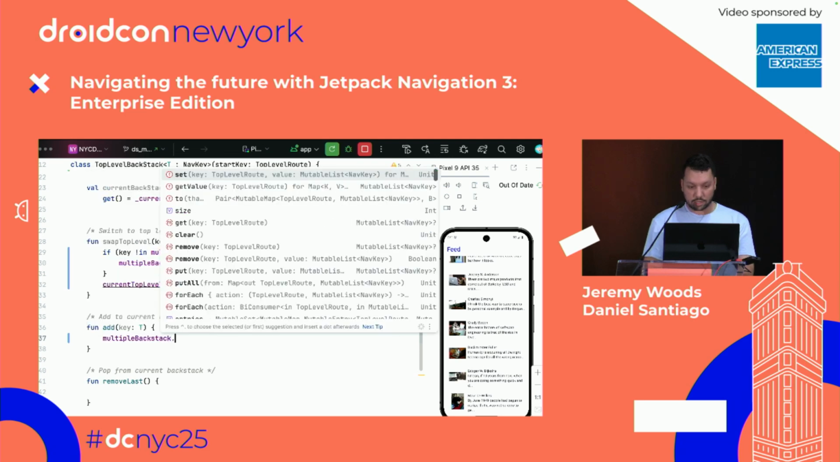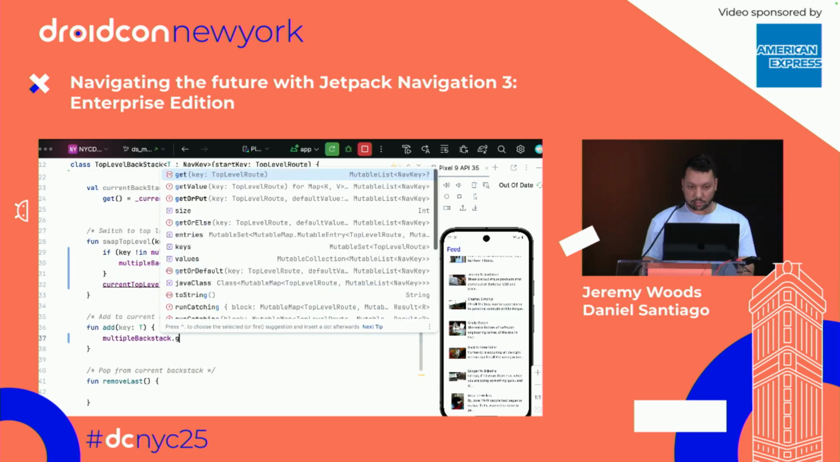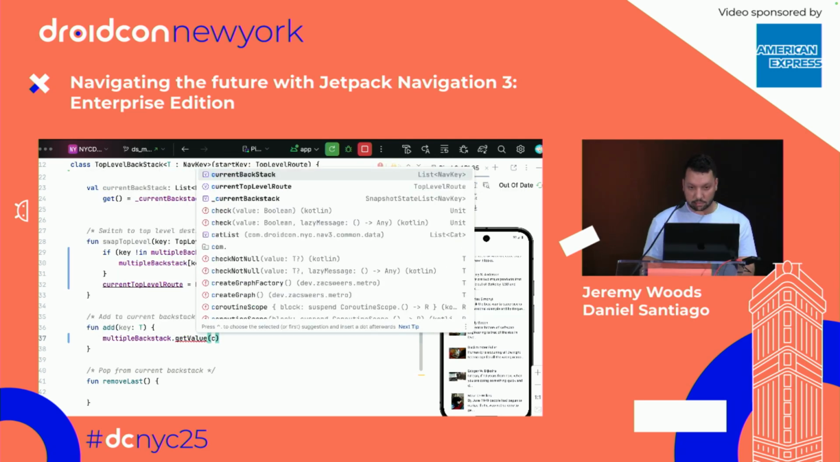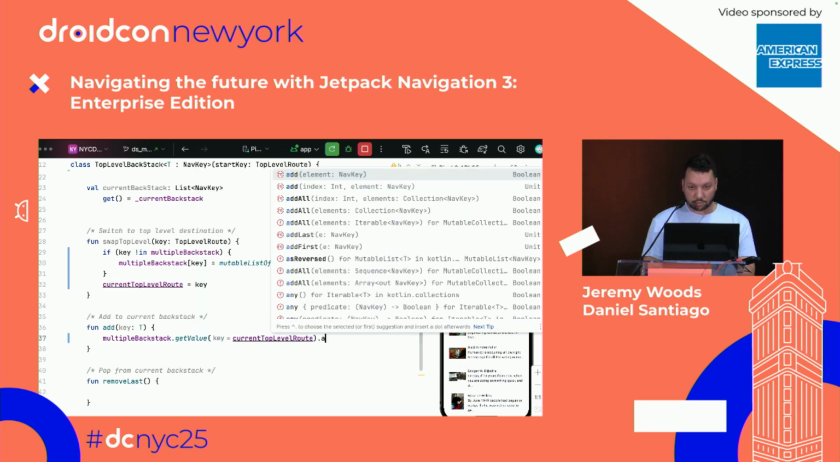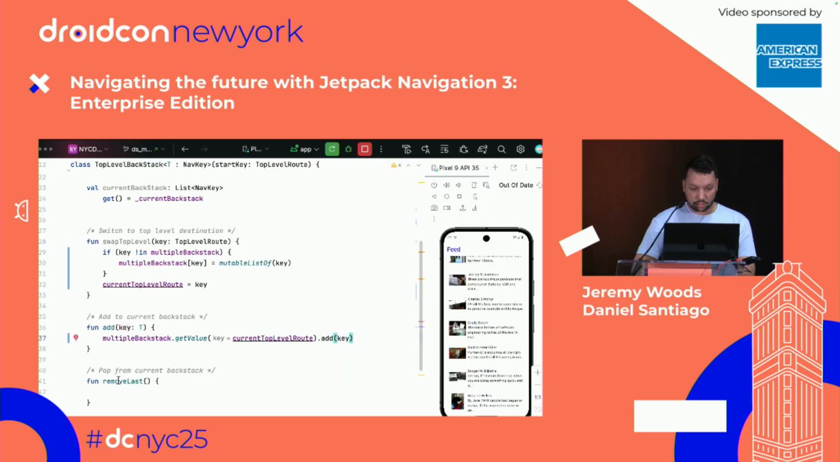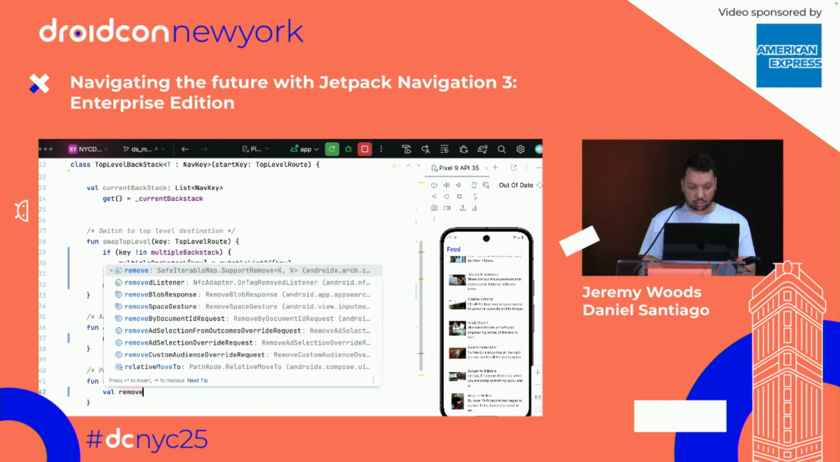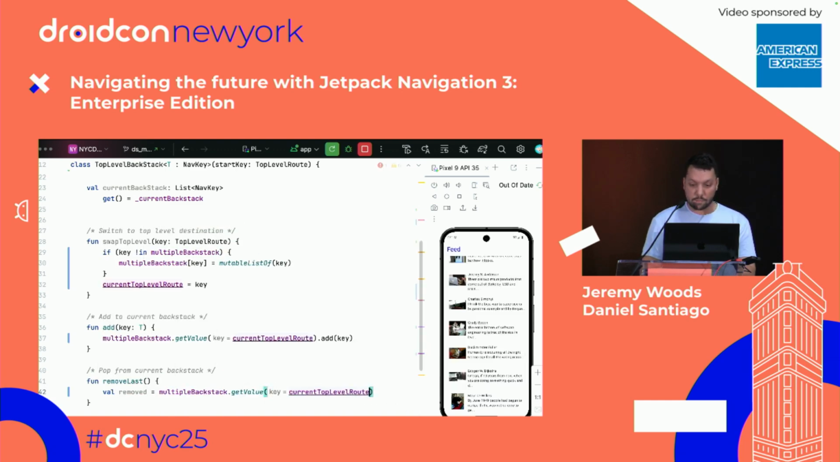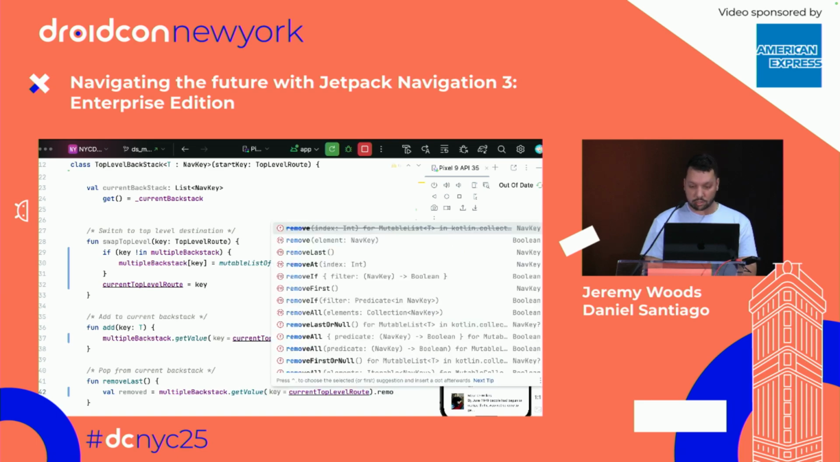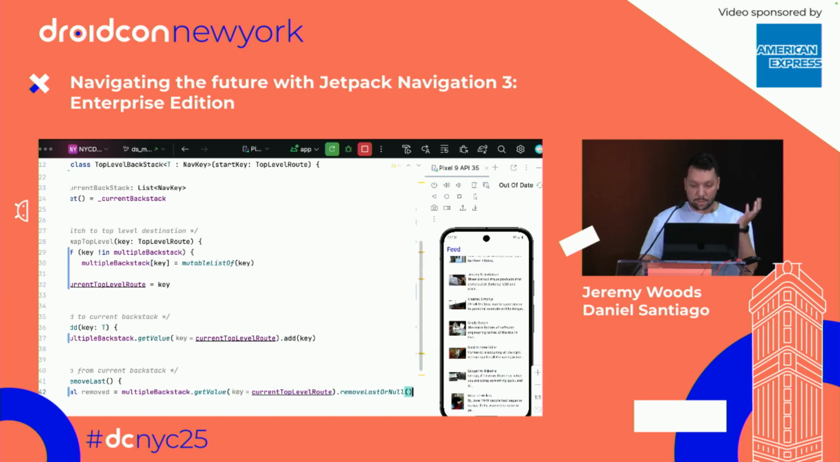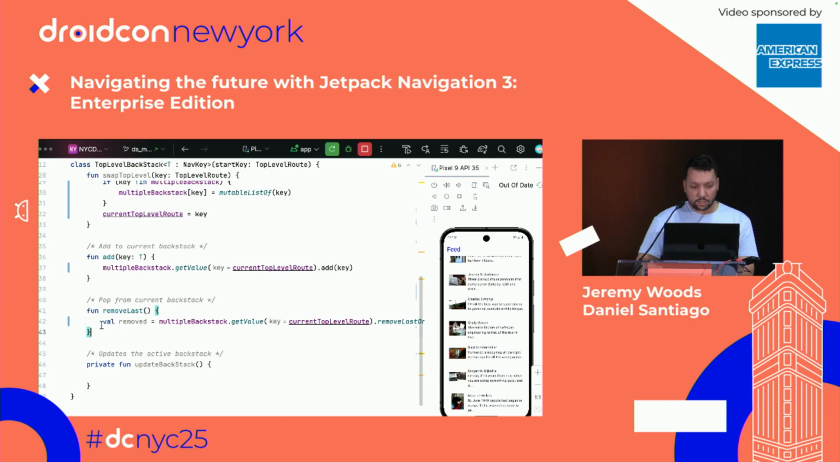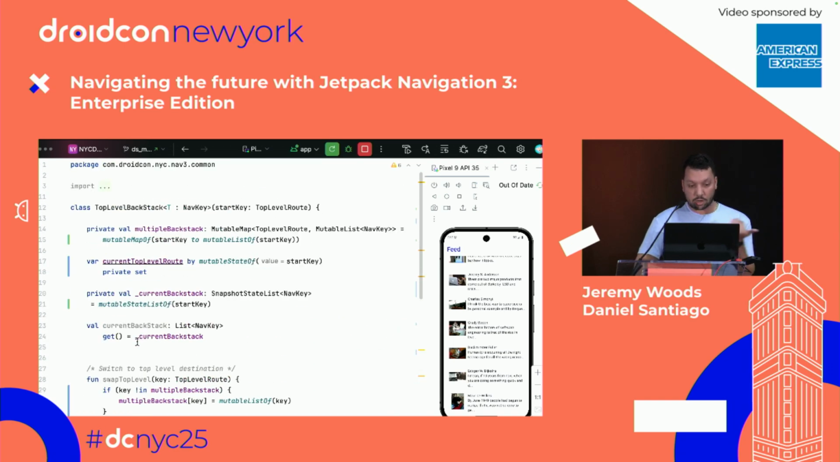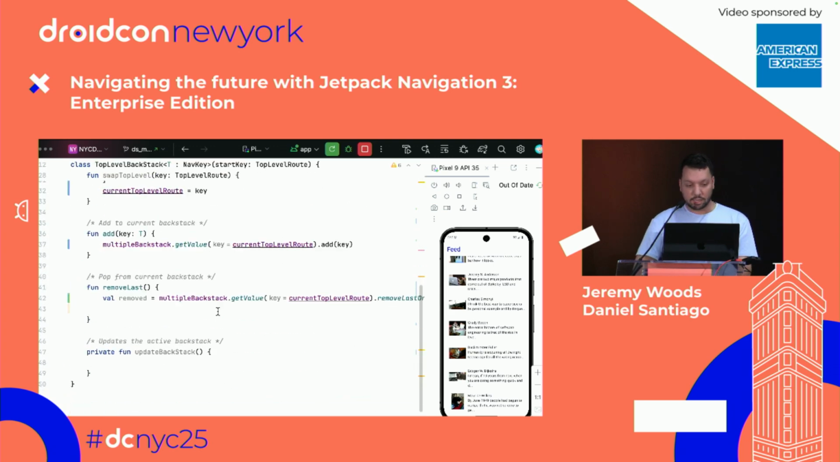It's just a matter of getting the current top level backstack, which we keep track of, and we add to it at the end. And very similarly, we get the current top level backstack and also remove that last position because we're trying to pop the backstack, right? And then this is kind of it, but in reality, we are exposing our current backstack. This is the backstack that we'll send to the nav display.